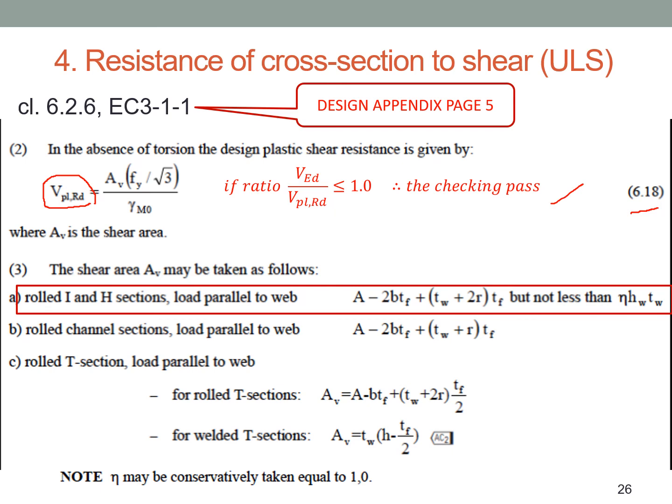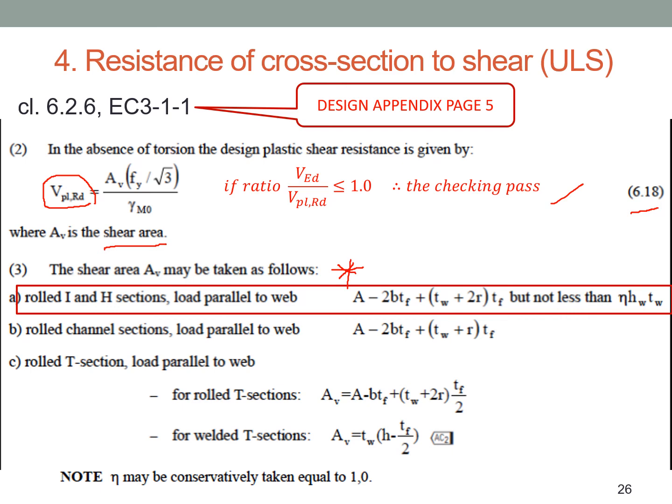The AV value here is the shear area. So turn to page 6. Class number 3, the shear area is given as follows. For rolled I section and H section, you can use this formula.